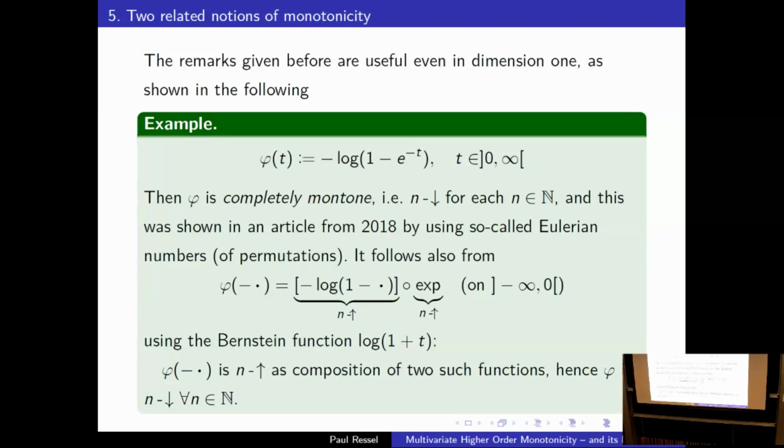Phi of minus t is minus log of 1 minus, composed with the exponential function. The Bernstein function is infinitely alternating, so it's n-alternating. So minus log of 1 minus is n-increasing on the negative half line. The exponential function is everywhere n-increasing. So the composition is n-increasing. And then phi of minus t is n-increasing. So phi itself is n-decreasing for every n. So it's completely monotone.